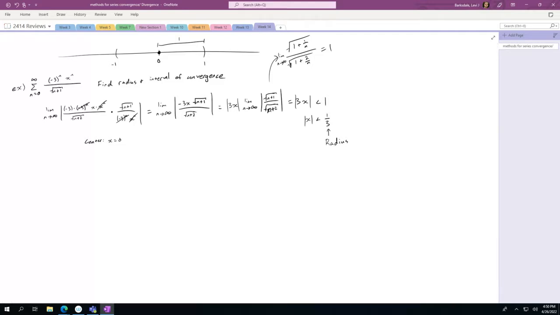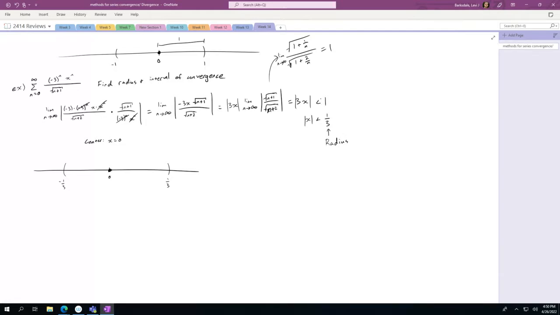Now, that tells me that the points where my series is going to converge are at least from 0 down to negative 1/3 and up to positive 1/3, right? But what if x was exactly equal to 1/3? Well, then I have that 3 times x, so 3 times 1/3, is equal to 1. What happens when my limit is equal to 1 for my ratio test?